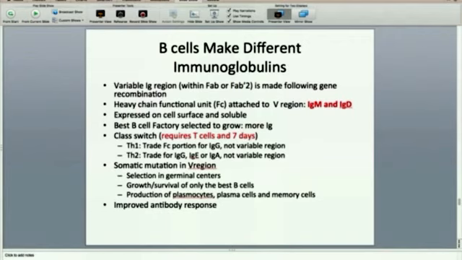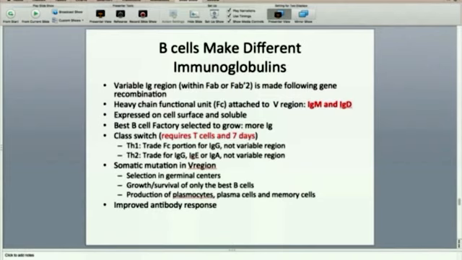The key is the variable region is already set by genetic recombination. So the only thing that has to be done for class switch is to trade the FC portion, so trading IgM and IgD for IgG or E or A. So the genetic recombination just trades those. After that class switch occurs, then the immunoglobulin gene can be improved by somatic mutation. And this occurs in the germinal centers.